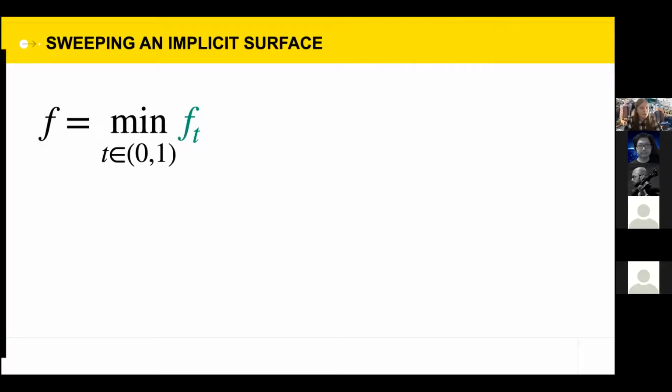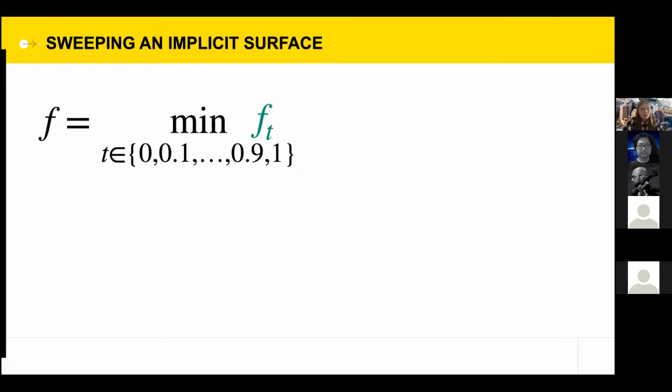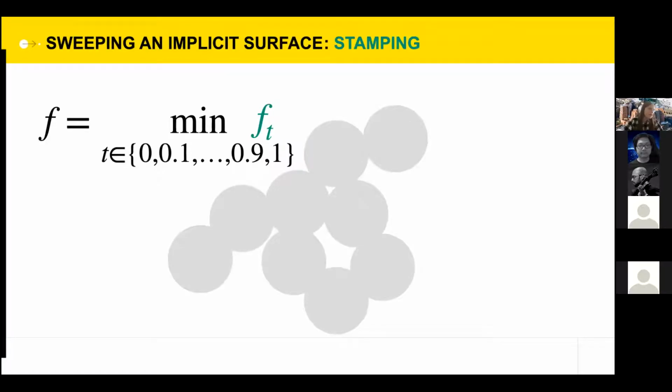A common strategy in computer science, where we have something that's continuously varying between an interval and we don't know how to deal with it, is just to discretize it, right? So instead of t changing continuously between 0 and 1, we take a time step like 0.1 and consider a discrete minimum, which will give us something like this. And we refer to this algorithm as stamping.